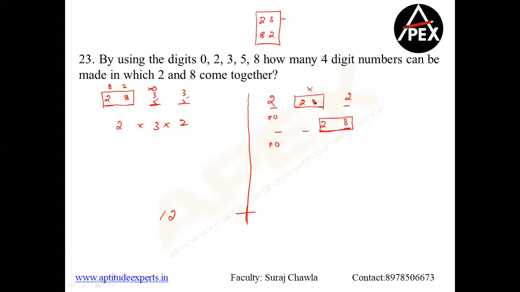Why? If you have 2, 8 and 0 gone, you can have 3, 5 here. One of them is blocked, you can have 0, 5 here. So here also you can have 2 into 2. Just remember this shortcut. Whatever comes here will also come here.